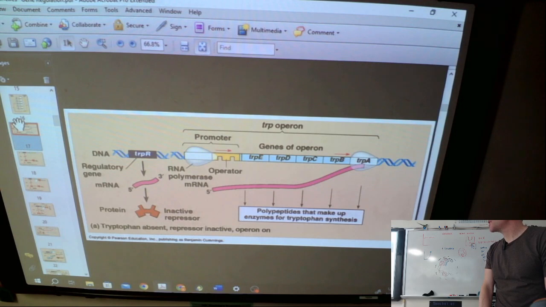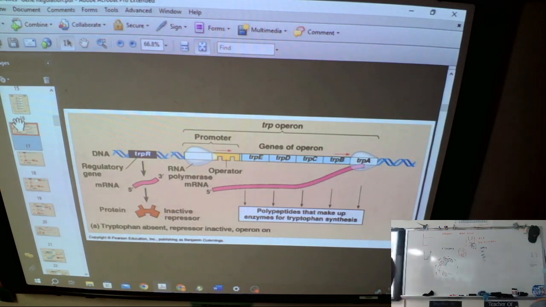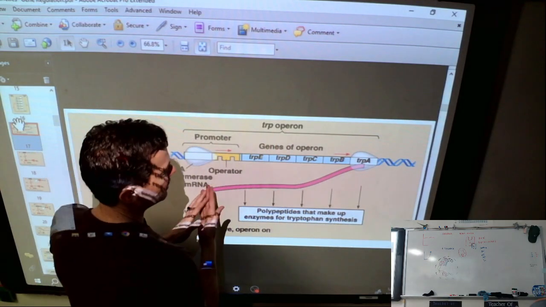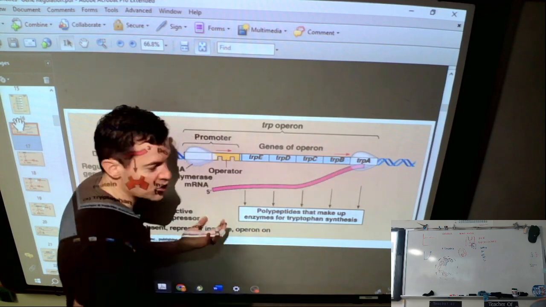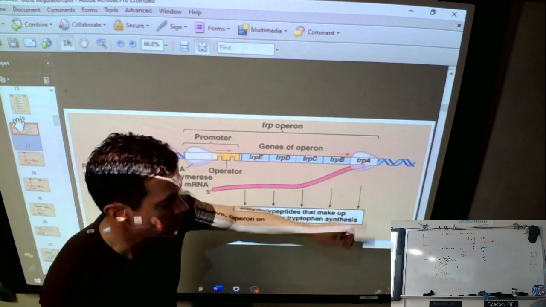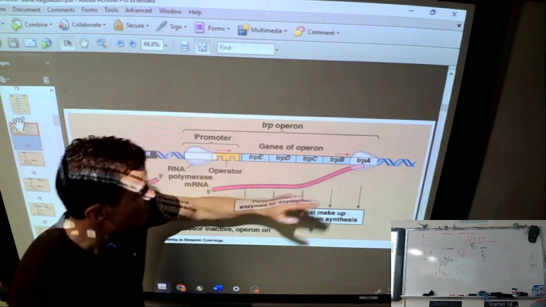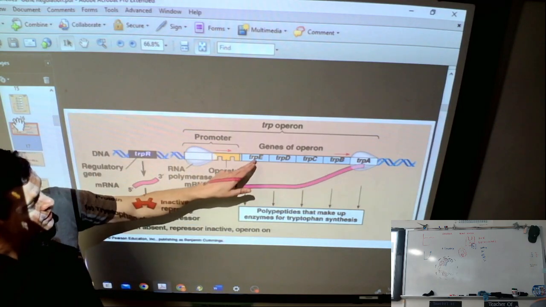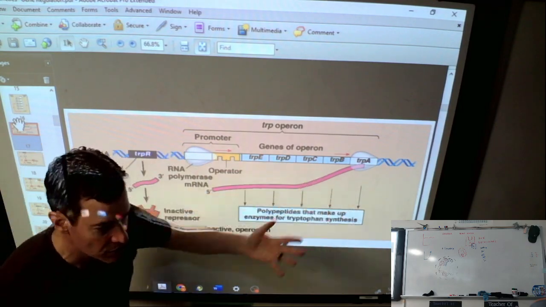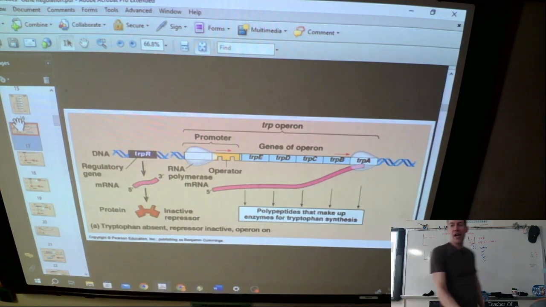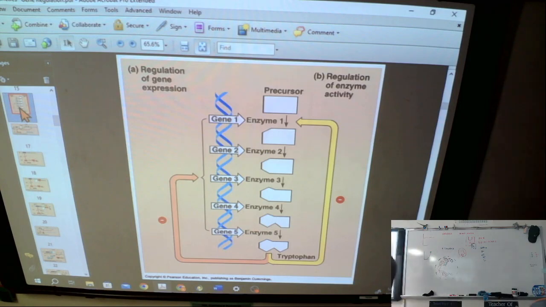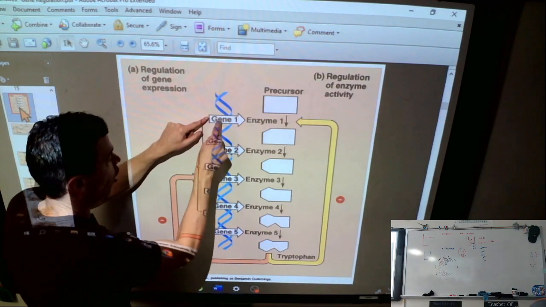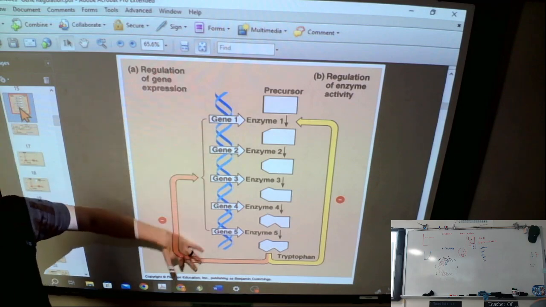Trying to think if there's anything else different. The only other difference is they call it an operon. So in bacteria, they'll take all the genes and just read them all at once. If this were in a human, I'd have a gene for enzyme A, a gene for enzyme B, a gene for that, a gene for that, a gene for that. Here they read them all together. So in bacteria, if I was trying to make tryptophan, I either turn on all 5 genes or none of them.